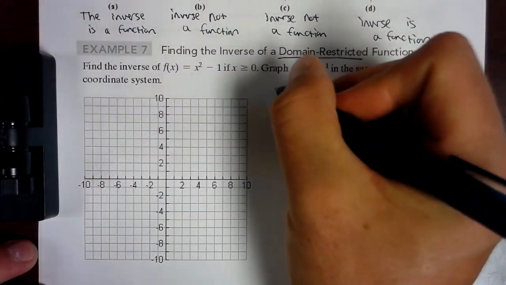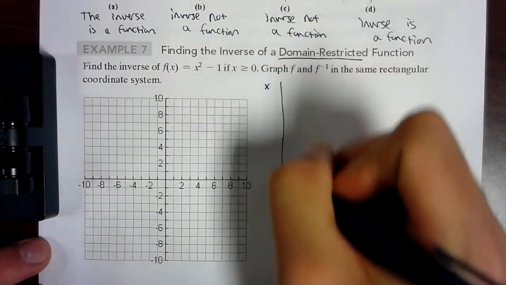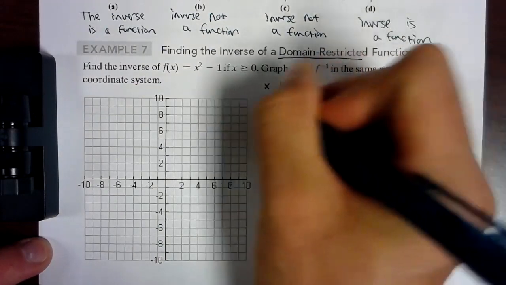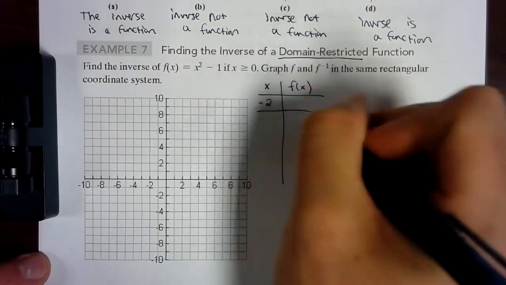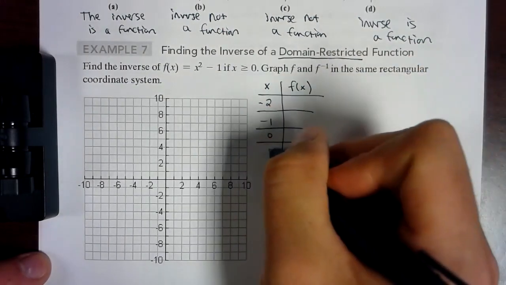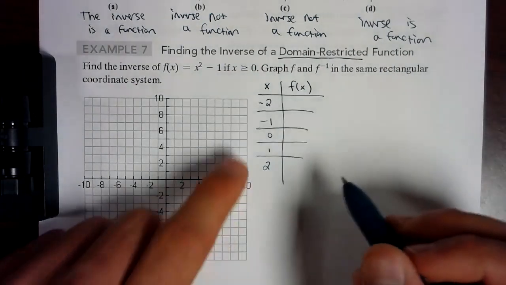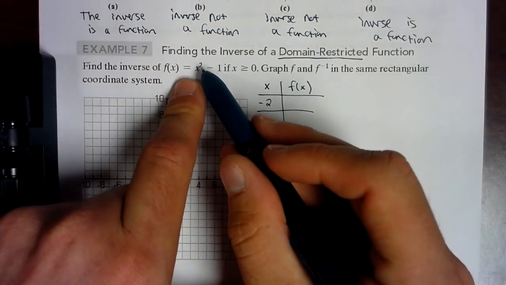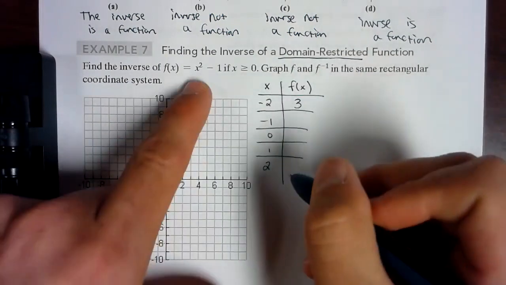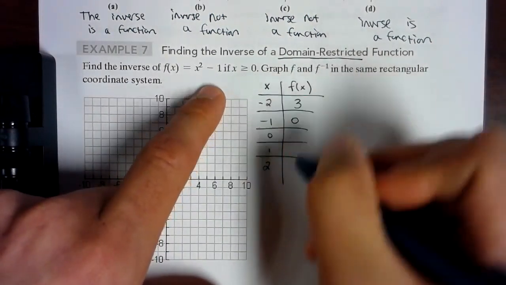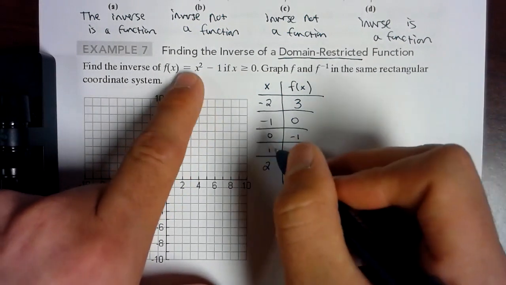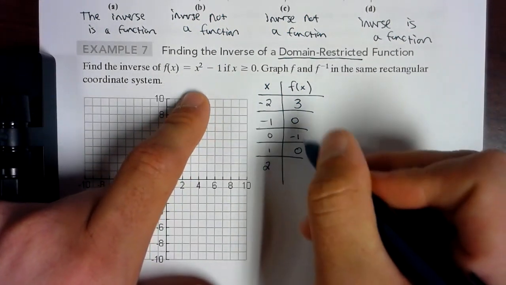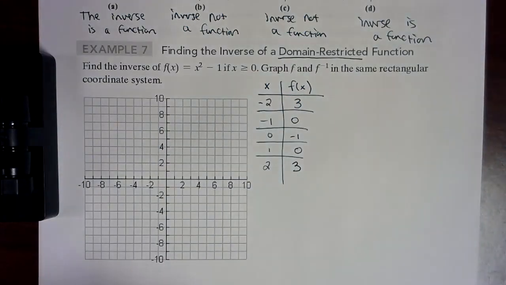Let's first graph f of x. And so if I am graphing f of x, remember when in doubt, let's tee it up. Now I'm going to find, let's do -2, -1, 0, 1, and 2. So I'm going to plug these in. -2 squared is 4. 4 minus 1 is 3. -1 squared is 1. 1 minus 1 is 0. 0 squared is 0. 0 minus 1 is -1. 1 squared is the same thing as -1 squared, so it's 0. 2 is going to give us 3 again. 2 squared is 4. 4 minus 1 is 3.